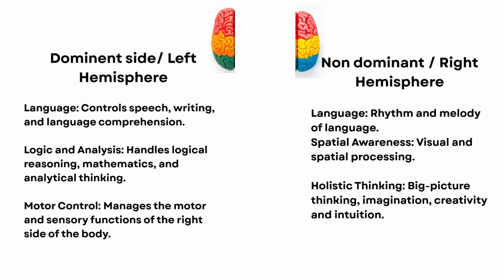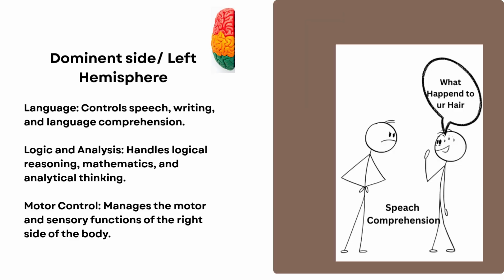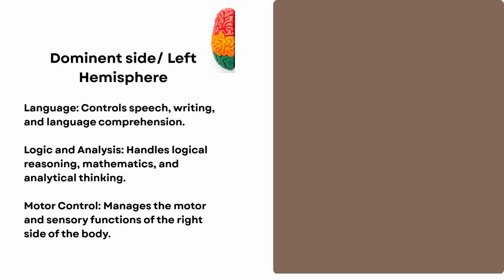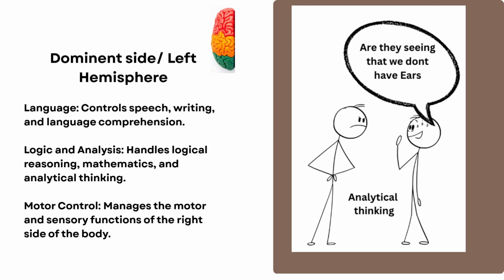The dominant brain usually controls speech, writing and language comprehension. That's why sometimes a left hemisphere stroke produces aphasia, also called speech difficulty. Other than language control, the left hemisphere also takes part in logical reasoning, mathematics and analytical thinking.